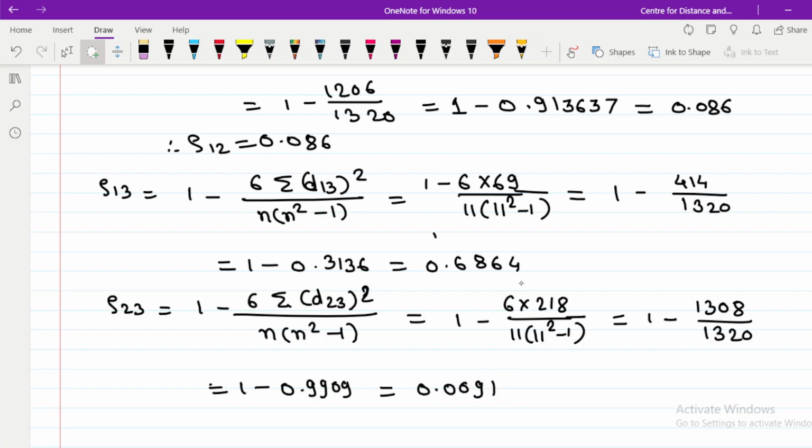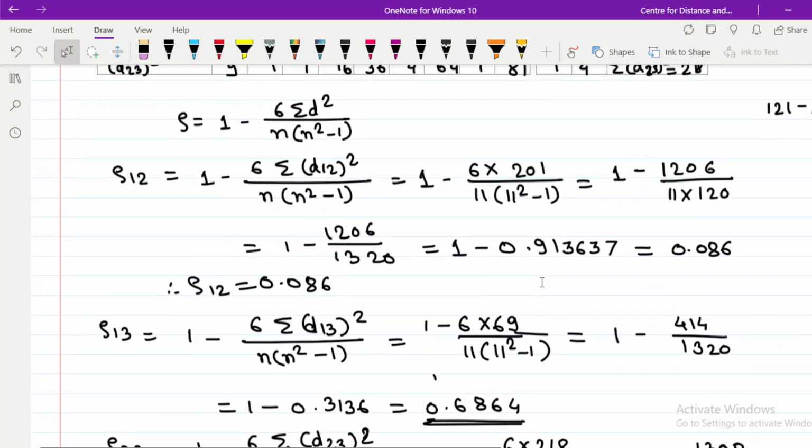Again, the value of rho 23 is typed minus 0.0090, but the actual value of rho 23 is 0.0091. Since rho 13 is maximum, here the value of rho 13 is maximum. The pair of first and third judges has the nearest approach to common taste in beauty. So, we have the pair of first and third judges has the nearest approach to common taste in beauty.